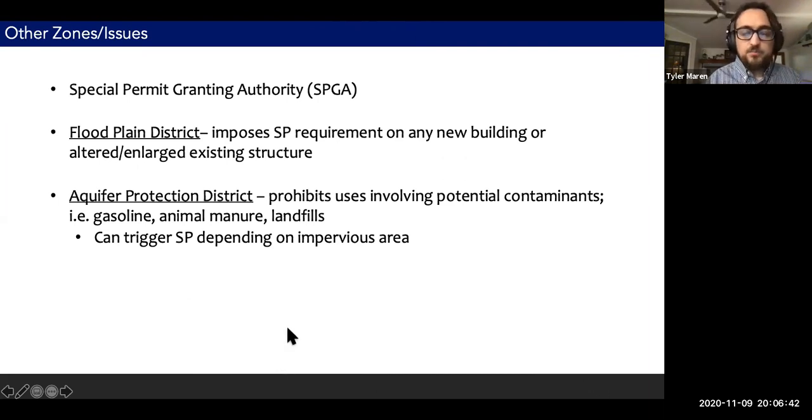And there's certain, quote unquote, noxious uses that are also prevented in the aquifer protection zone, things like gasoline or animal manure that could leach into the water supply. That's those. What slide do I have next here?